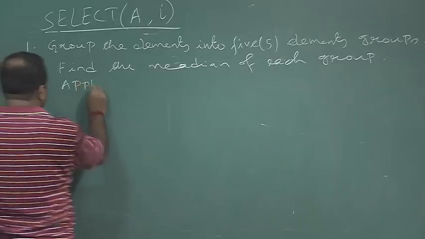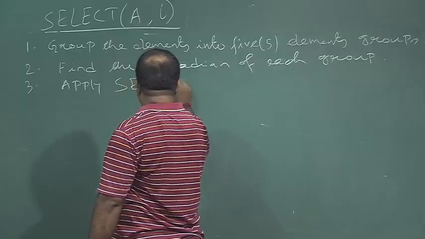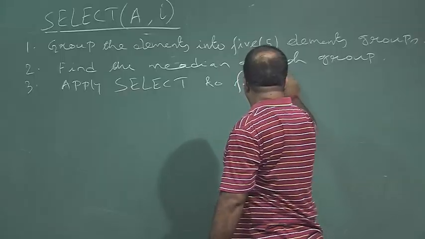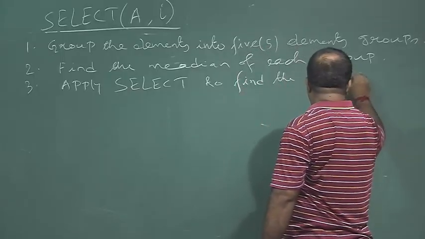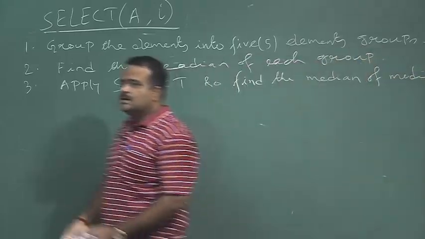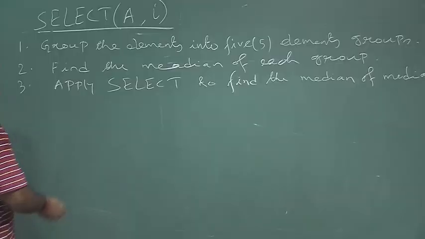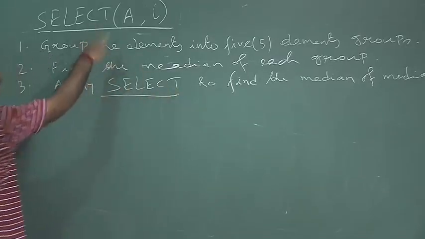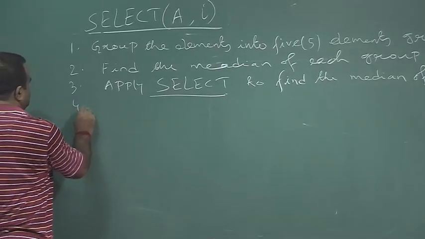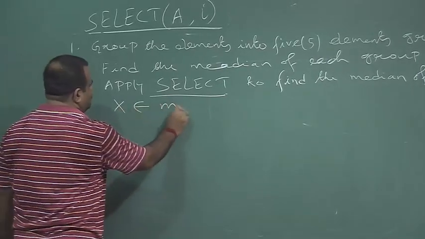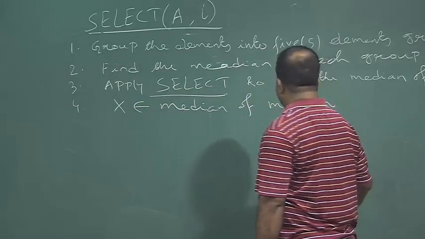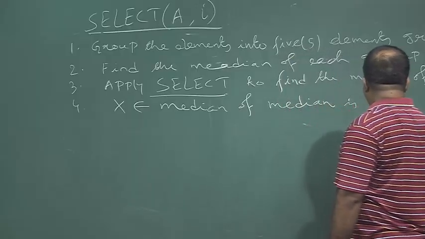Apply Select recursively to find the median of medians. So, we have n by 5 medians, and from that you have to find the median. Okay. So, we are using the same algorithm recursively. Now, we got the median of medians and that is our pivot.